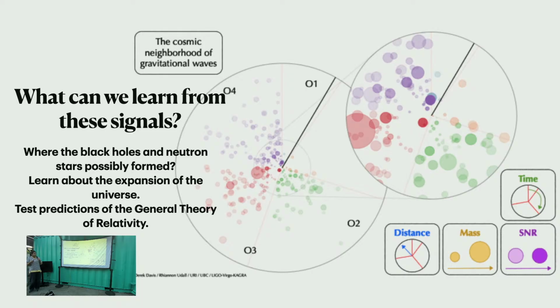We can also test predictions of the general theory of relativity. So we call them tests of general relativity. We know this theory. We're using it to predict what these waveforms look like. But then what if the signal we actually saw deviates from what GR predicted? Was Einstein wrong? No, we've not proved that. Einstein has been right until now. But we can test all of those things with these events.